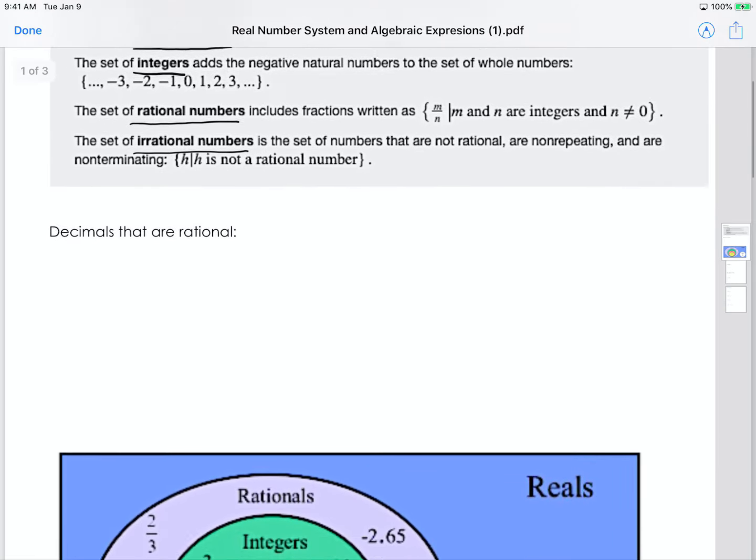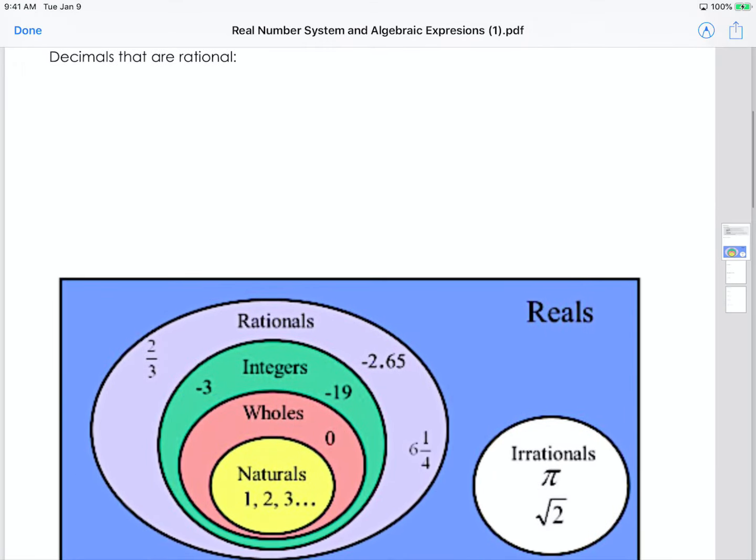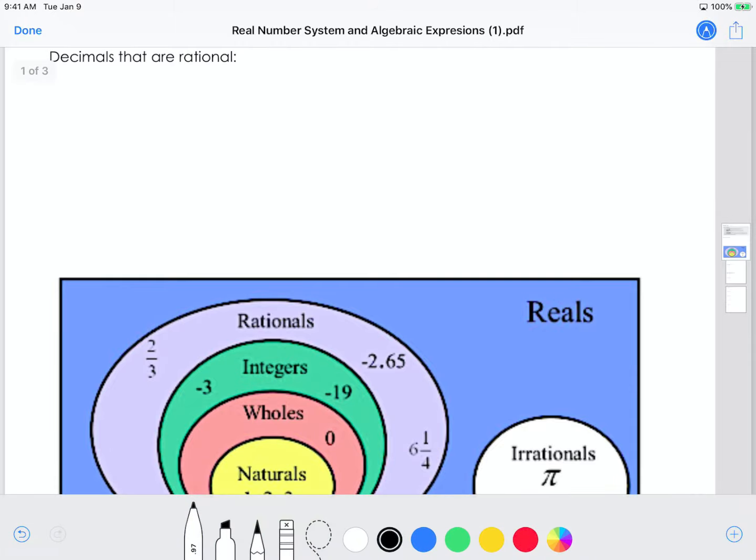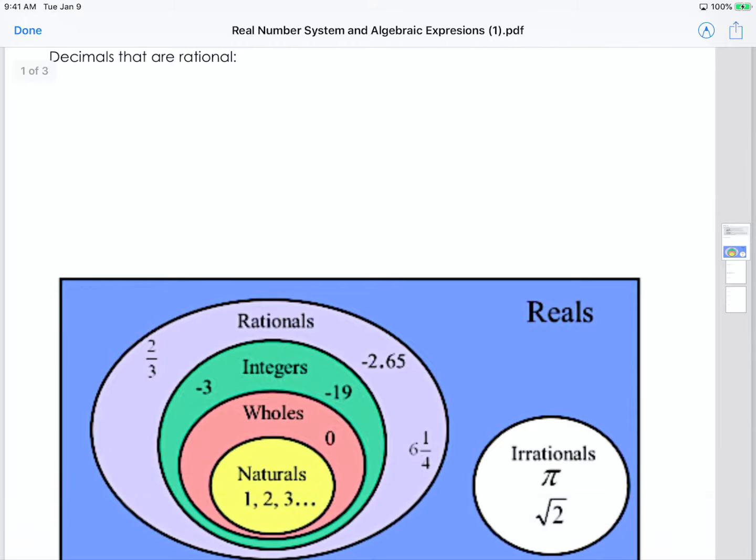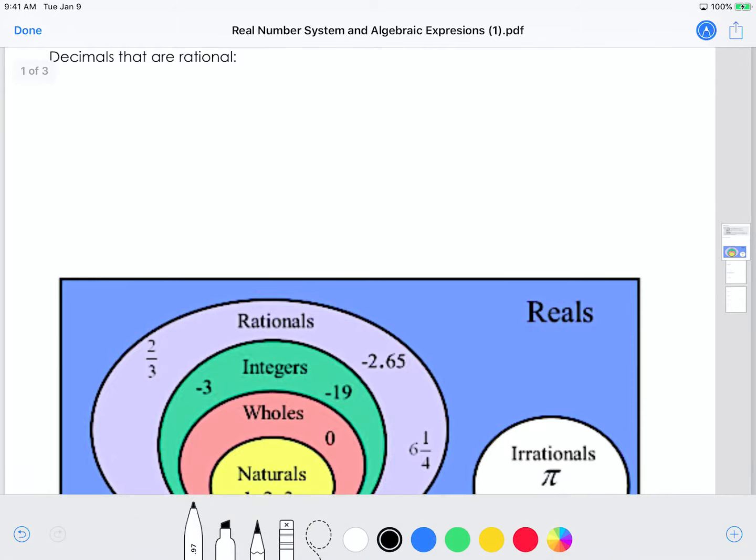So when you look at the real number system, here's a picture of it broken down here. All real numbers can be broken up into rational or irrational. Rationals are numbers that can be written as fractions, and irrationals are numbers that cannot be written as fractions. And then the rationals can be broken down into those subsets. Decimals that are rational are decimals that terminate.